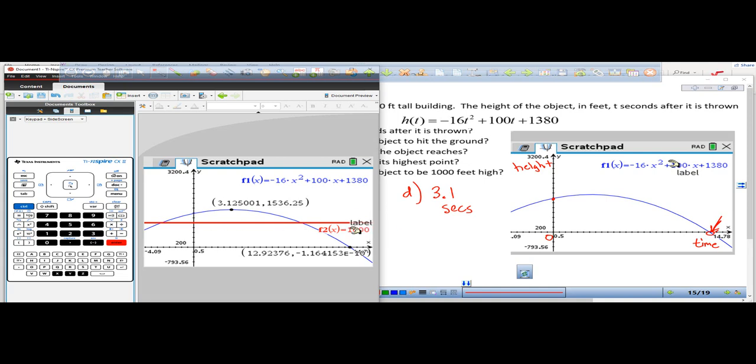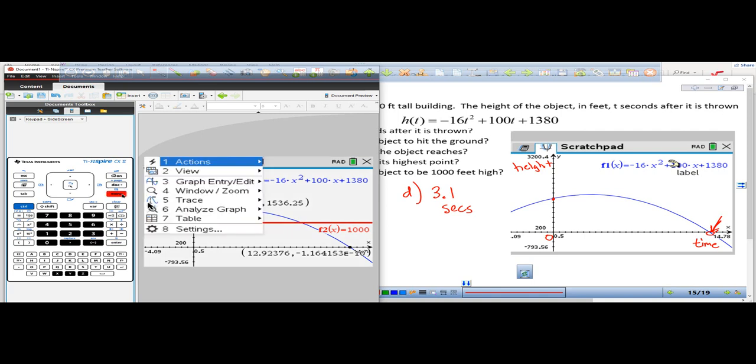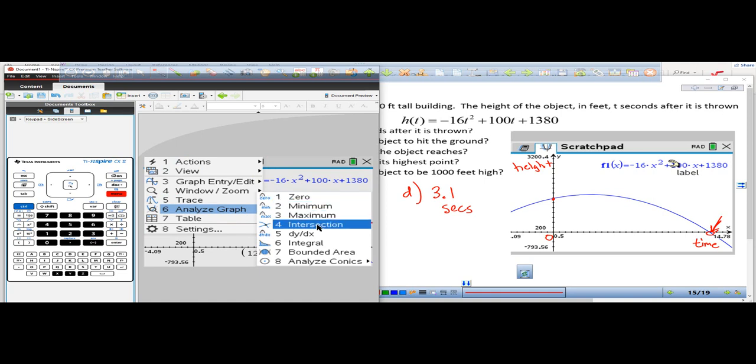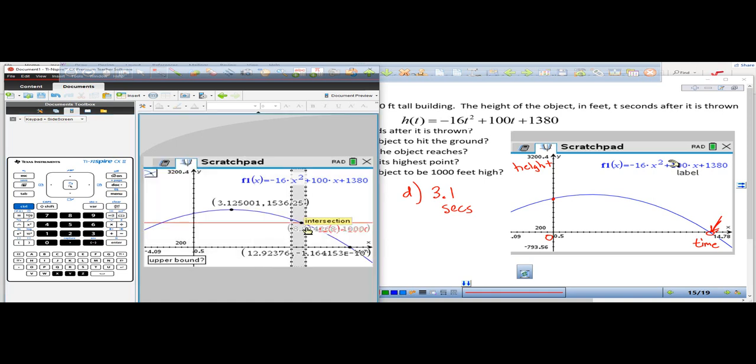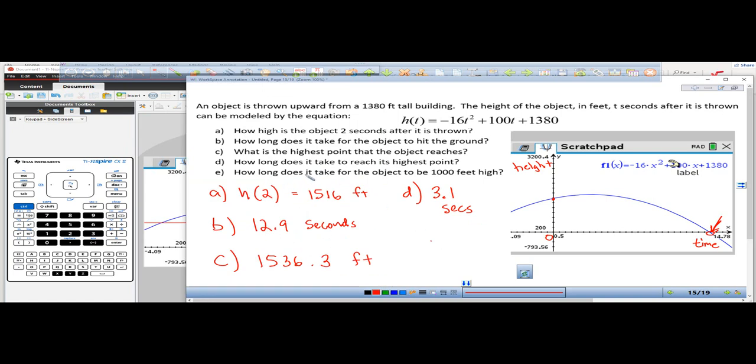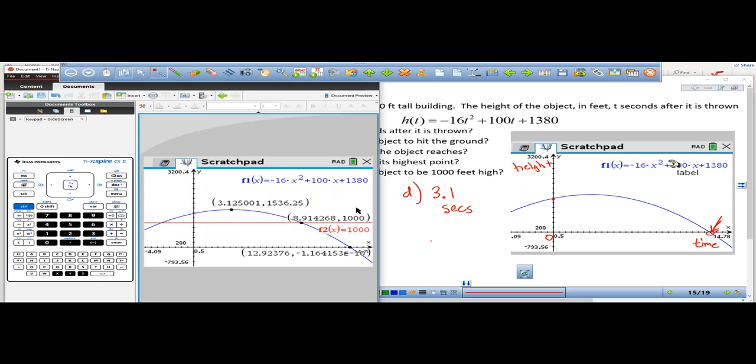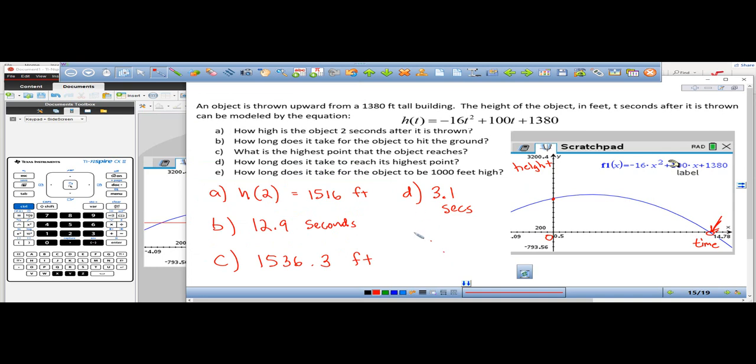So we want to know, when will it be 1,000 feet high? When will it be is the time. That means the x-axis. So let's find the intersection here. We go to intersection right here. So we get this point. If the question is asking how long does it take for the object to be 1,000 feet high, that's the time. Time is the x-axis. So it takes 8.9 seconds. So part E, the answer is 8.9 seconds.